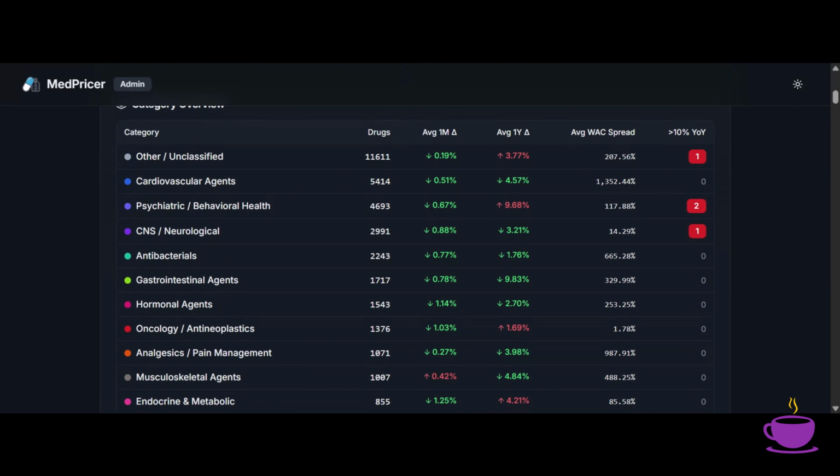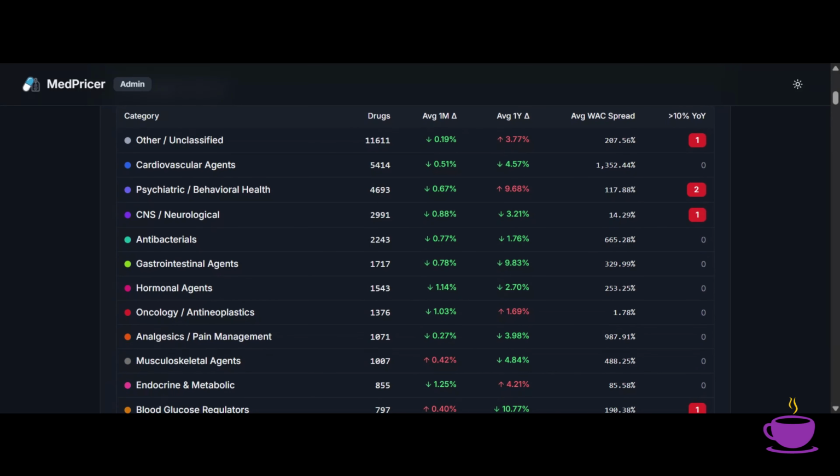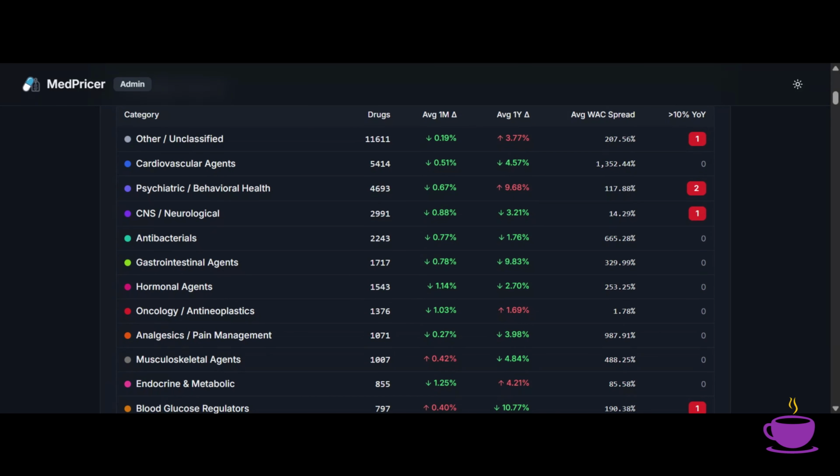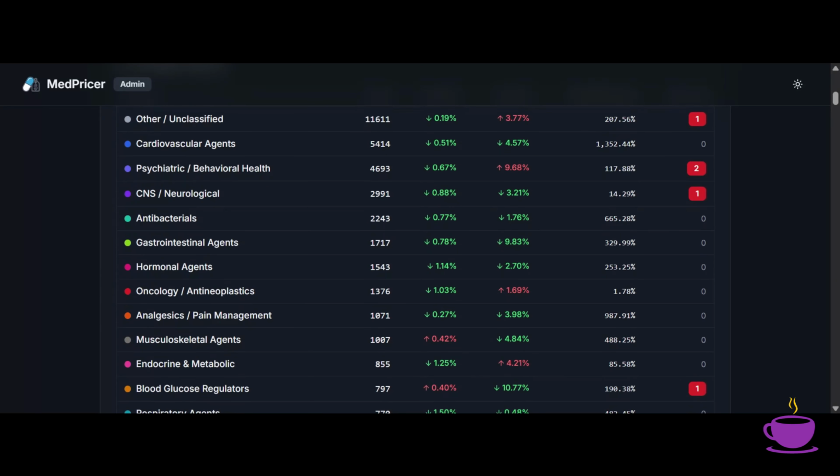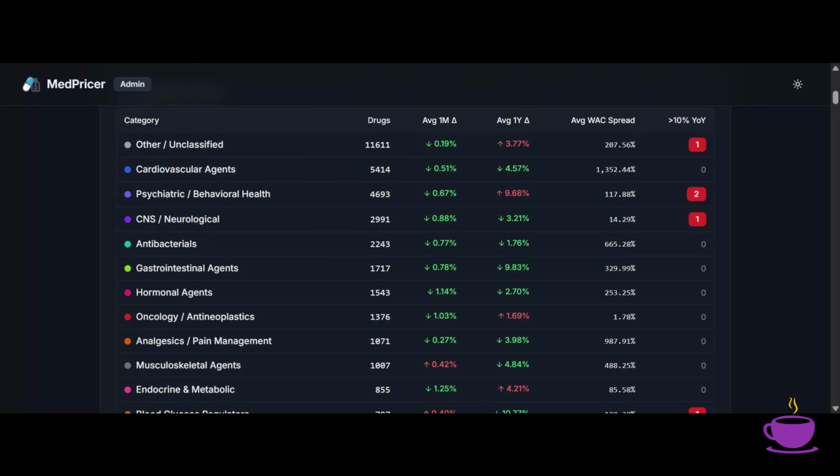We first look at these correlations based on drug categories. And I'm being deliberately mindful not to incorporate any sort of analyses just yet, because I want you to look at the data in its most pure form so that you, the viewer, can make interpretations based on the data from a policy perspective, from a patient advocacy standpoint, and also potentially from a financial standpoint as well. So the different categories of drugs are listed here. As you can see on top, we have the average 1 month difference, the average 1 year difference with the average WAC spread.